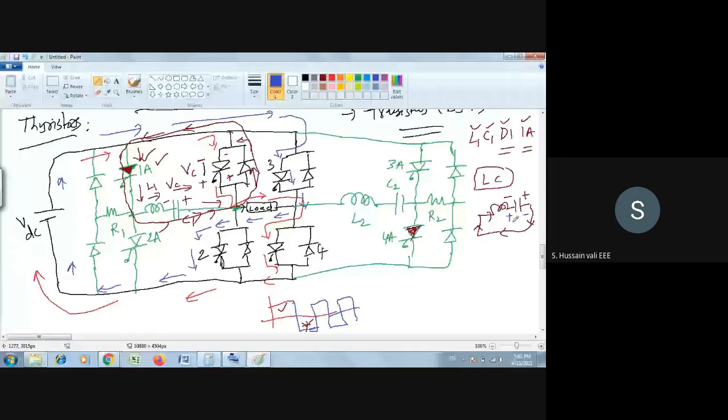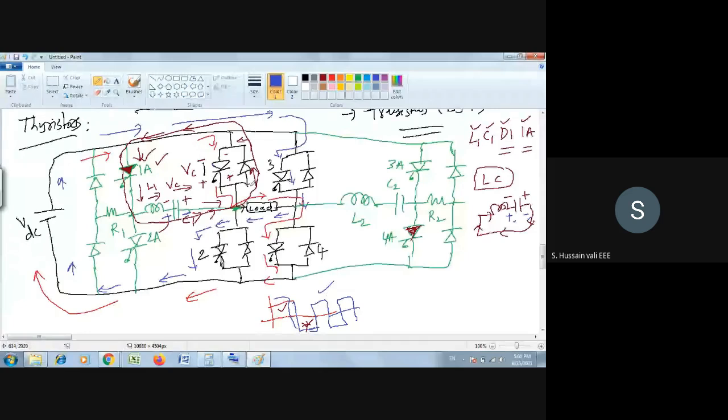So now the new positive of the capacitor is here, the new negative of the capacitor is here. Here also the same thing: the new positive will be here, new negative will be here. That's it. So when this happens, for example, one complete cycle is over. Now you enter into the second cycle. When you enter into the second cycle, what do you do once again? You turn on 1 and 4. So you turn on 1.